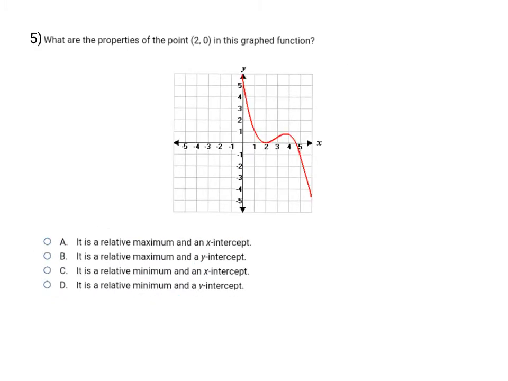Here it gives me another point. It gives me (2, 0), which is right here, and it asks me what are the properties of that. So it's basically asking if it's a min or a max. So here it's a low point, so it's going to be a minimum. But now it touches the x-axis, so it's going to be an x-intercept, so that makes my answer C.